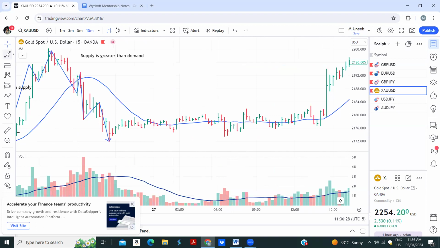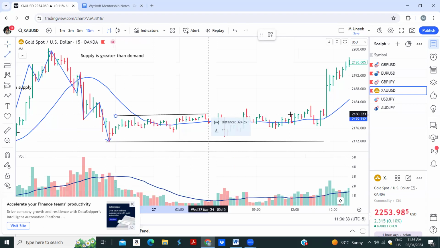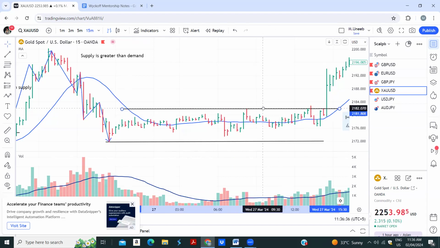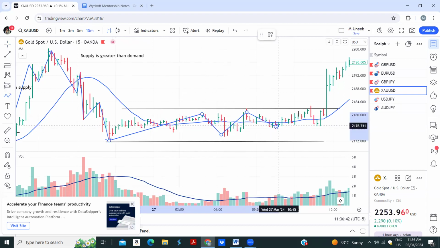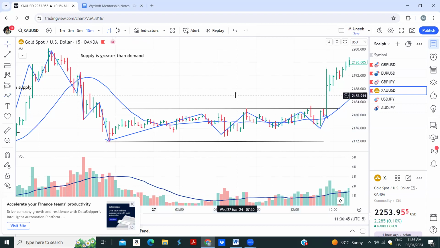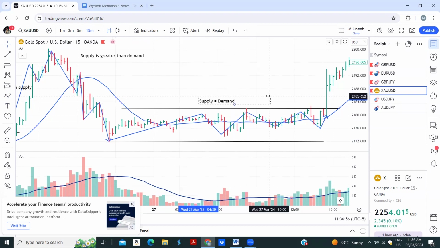Here again, you can see that the price is moving in a range. So we can say that the supply is equal to demand. Whenever the supply is equal to demand, then the price moves in equilibrium. We say that the sellers are equal to buyers, so the price is moving in a range or in equilibrium.